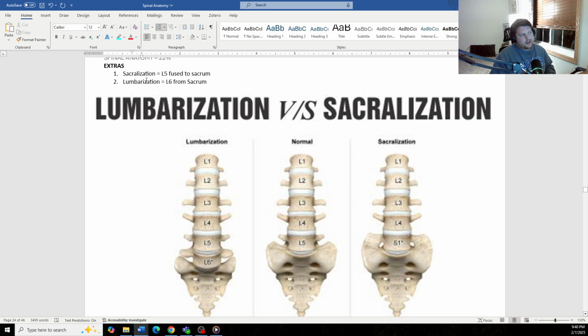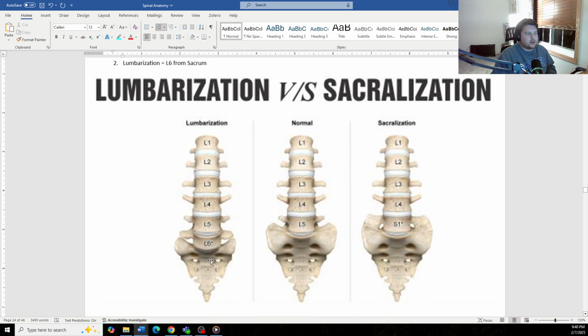More commonly, you have what's called lumbarization. This is when the S1 doesn't fully connect and actually still has more of a disc between it and the sacrum. So you have an L6 vertebrae.